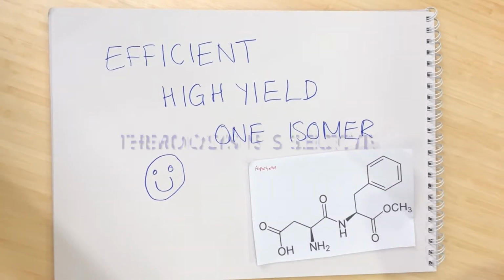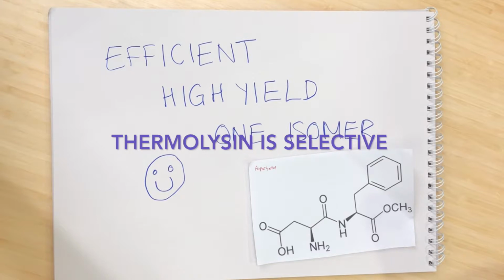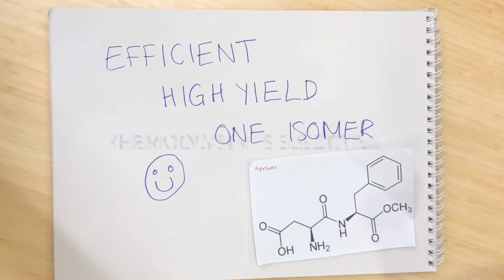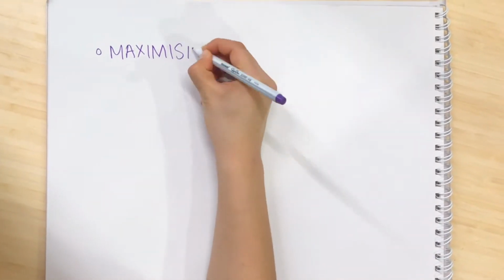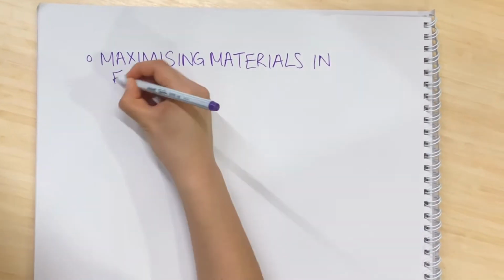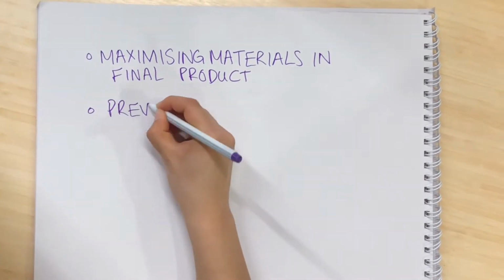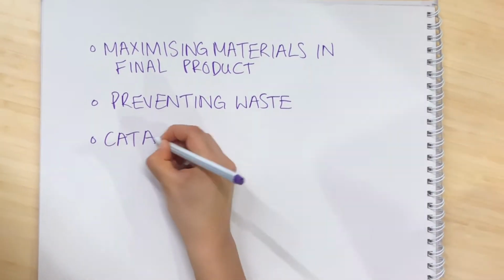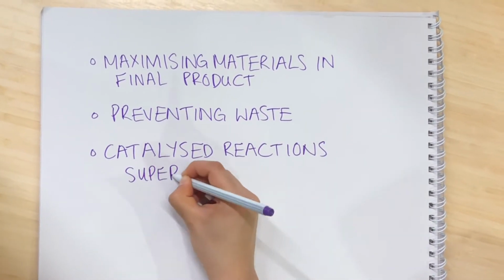The enzyme thermolysin is selective in the way it reacts and triggers the production of one specific arrangement in the product out of 4 possible arrangements. This makes the reaction very efficient, as there is a high yield of one isomer. This coincides with a few of the 12 principles of green chemistry: preventing waste, maximizing materials incorporated into the final product, and catalyzed reactions being superior.